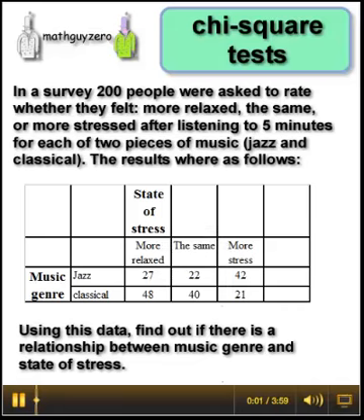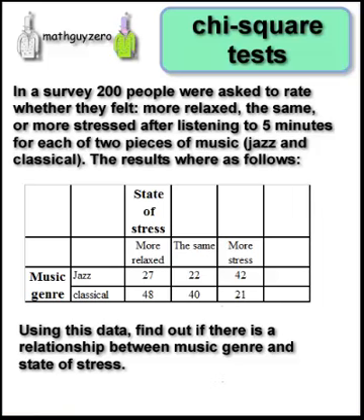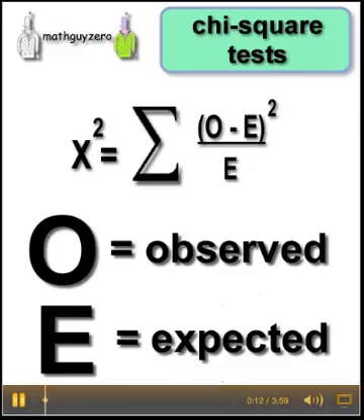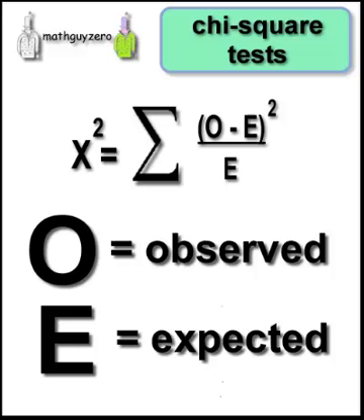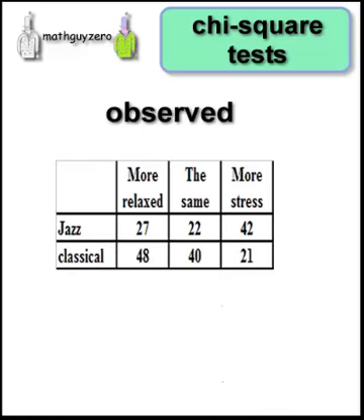In this problem, they want us to find out if there's a significant relationship between the types of music and the different states of stress. So that makes this a chi-square test for independence. So let's break out the formula. The big O means observed, that's recorded data, and the E is the expected data, that's where we have to figure out the individual cell counts.